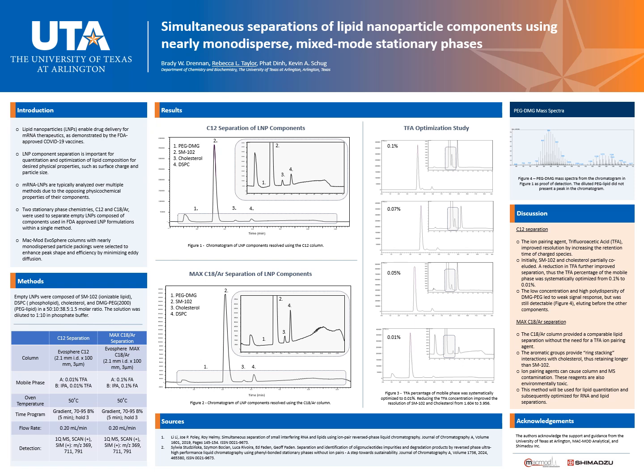The diluted PEG lipid did not present a peak in the chromatogram. The low concentration and high polydispersity of DMG-PEG led to weak signal response, but was still detectable, eluting before the other components. Figure 4 shows the PEG lipid mass spectra of the C18 column chromatogram for proof of detection.